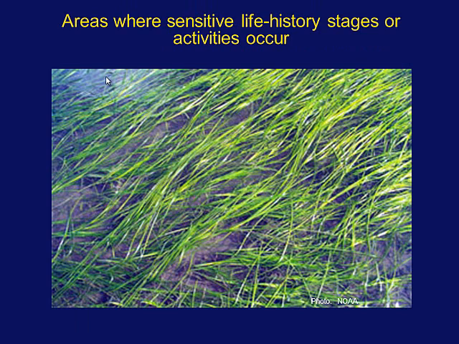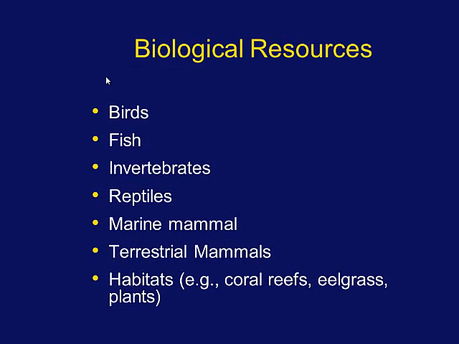And then also we look at areas where sensitive life history stages occur. This is a picture of an eelgrass bed. Eelgrass beds are very important because they act as nurseries for all sorts of juvenile fish and crabs and shrimp and whatnot. And because they act as nurseries for those animals, they attract predators to those areas. So you get a higher concentration of animals that want to eat those littler animals, and you also get a high concentration of birds. So they're sensitive habitats that we want to know are in an area that's potentially going to be oiled or is being oiled.